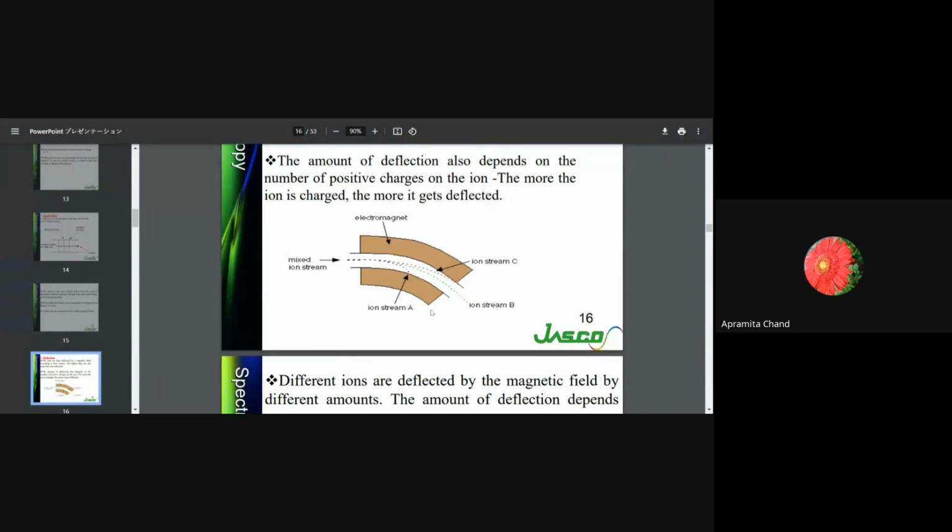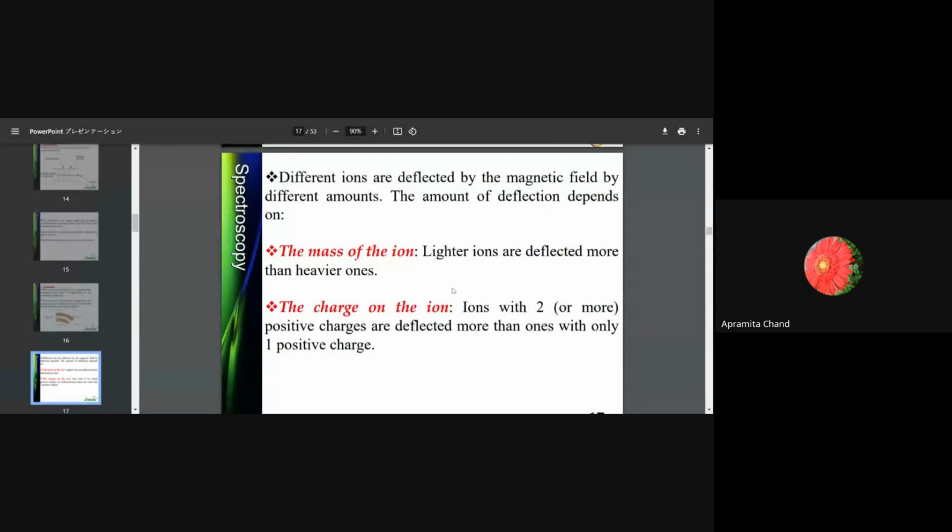So you can see in the diagram we drew here, a mixed ion stream came in and by the electromagnets they were deflected. So here you can see 3 streams, ion stream A, B and C. Just take down this diagram. As we have said, the amount of deflection depends on the mass of the ion. So lighter ions are deflected more, and it depends on the charge on the ion. So with 2 or more positive charges, they are deflected more than ones with only 1 positive charge.